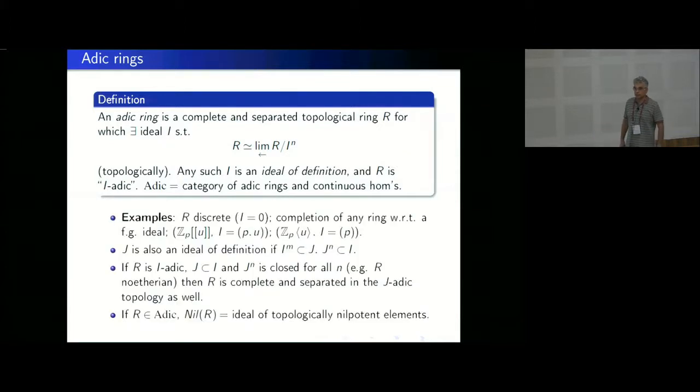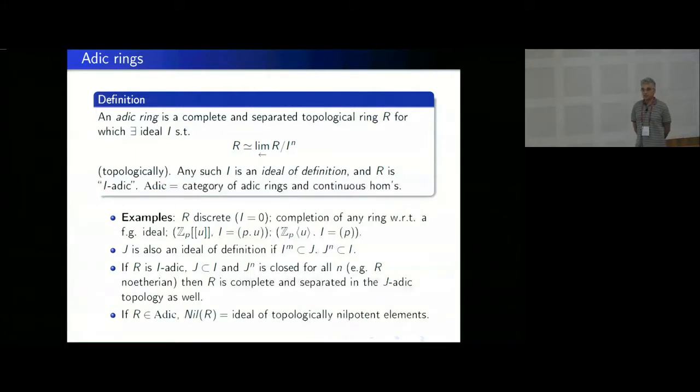So here are examples. Any discrete ring with I equal to 0 is an adic ring. So the category of adic rings contains the category of discrete rings. The completion of any ring with respect to a finitely generated ideal is an adic ring. Funny things can happen in non-Noetherian rings when you complete with respect to non-finitely generated ideals. I mean, the completion of the power series ring over k in infinitely many variables is not complete.